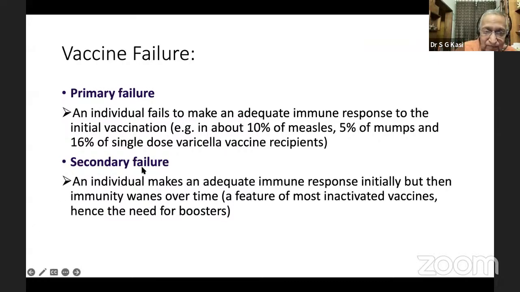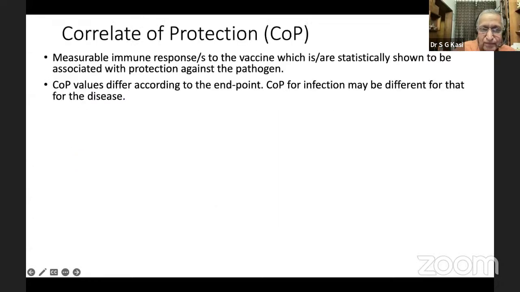So this is called a secondary vaccine, which is a hallmark of all protein vaccines. Now, finally, I would like to introduce a concept of what is known as correlate of protection. Now, what is a correlate of protection? It's a measurable immune response to the vaccine, which is statistically associated with protection against that particular pathogen.